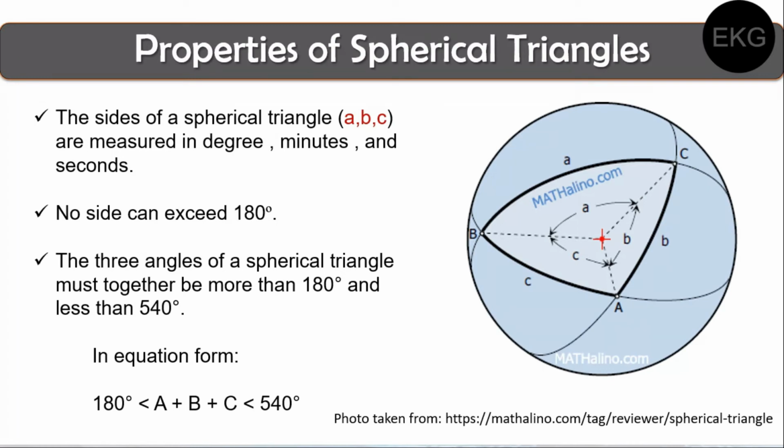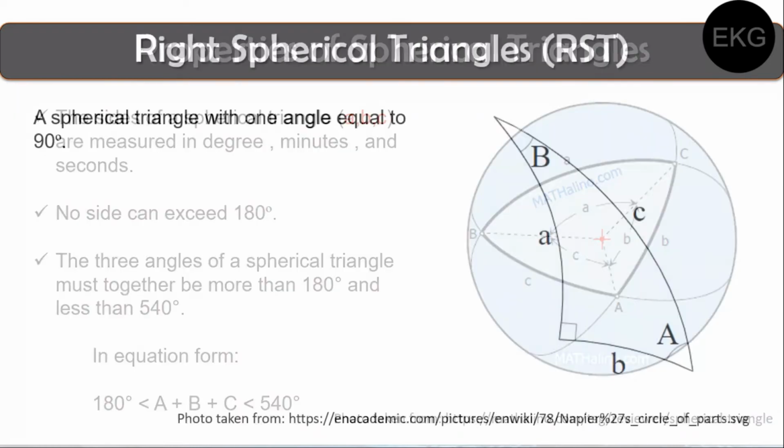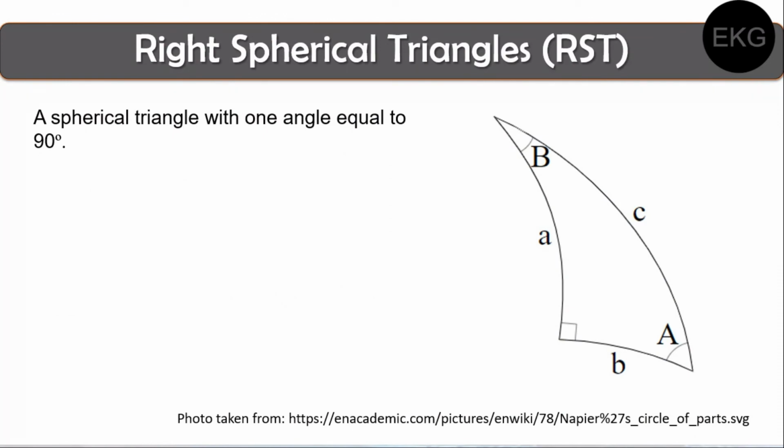And with that, let's start with the simplest of all spherical triangles, which is the right spherical triangle, a spherical triangle with one angle equal to 90 degrees. So kung titingnan nyo dito sa illustration, madali yung malalaman na right spherical triangle yan because of this right angle here. Now, how do we solve this type of triangles?